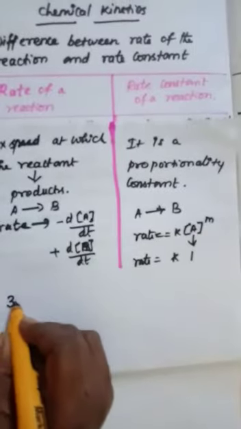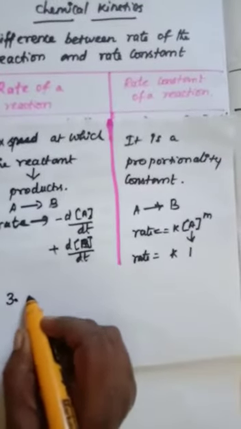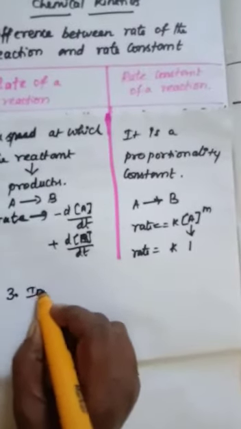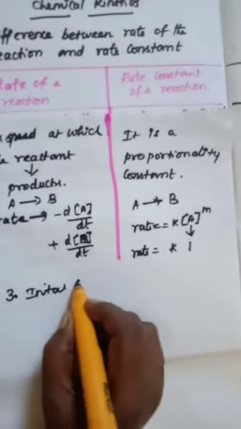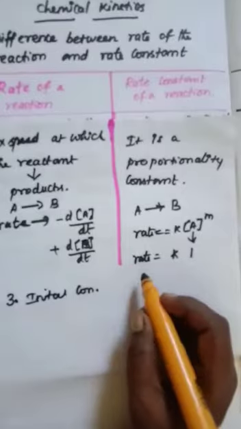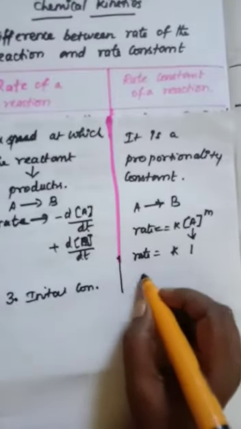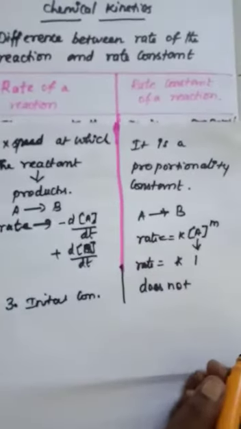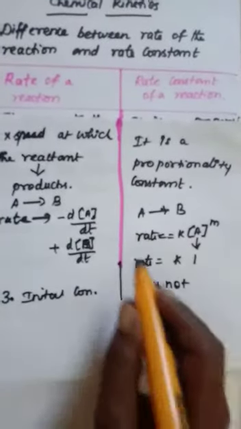The third one is that it depends upon the initial concentration. The rate of the reaction depends on the initial concentration, and here the rate constant does not depend on the initial concentrations. These are all the three differences.